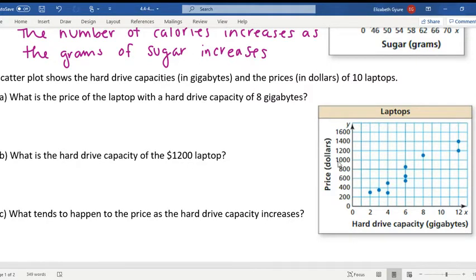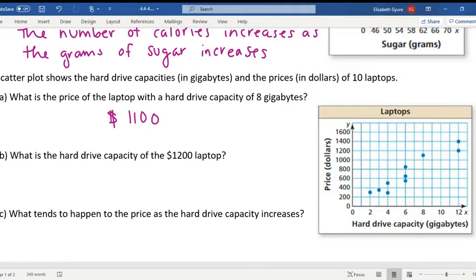Yeah, exactly. It's right in between, right? That 1,000 and 1,200. So what you do, go to 8 gigabytes, go up. That's right in between there. So that would be $1,100. These are some fancy laptops. MacBook Pros.